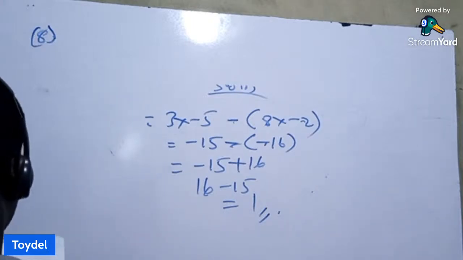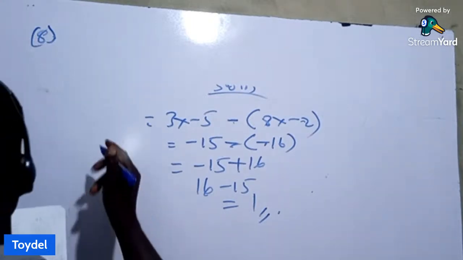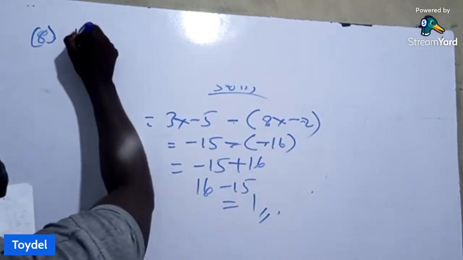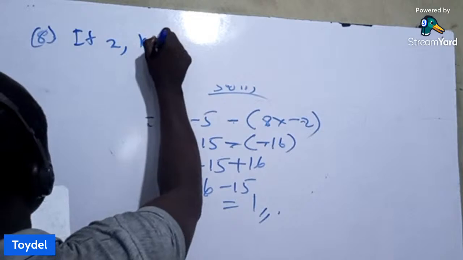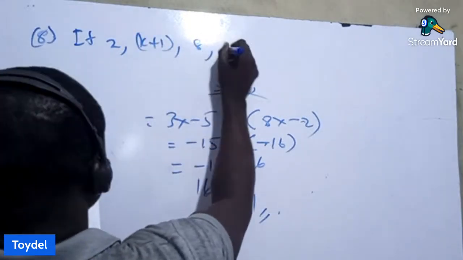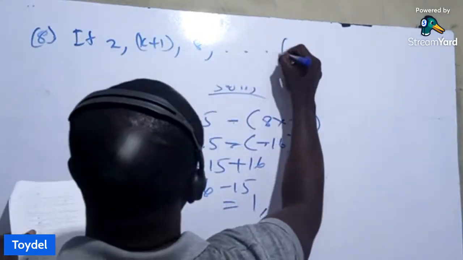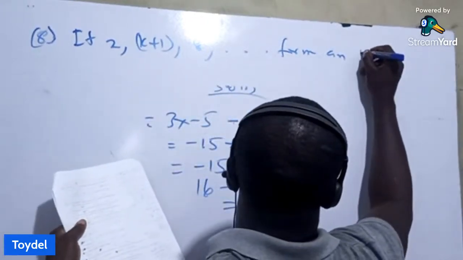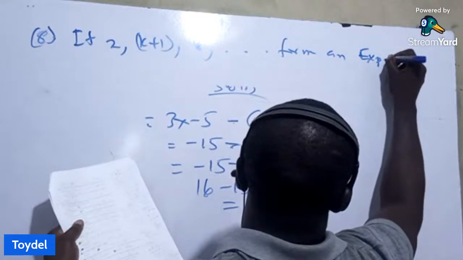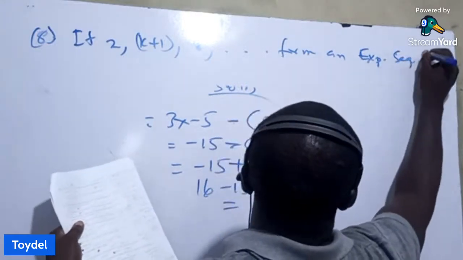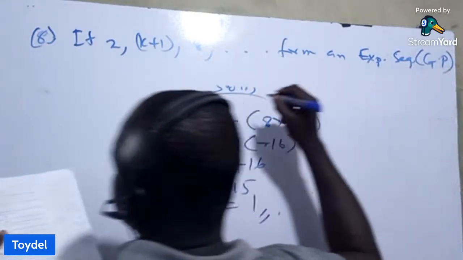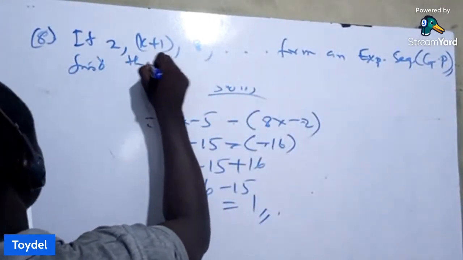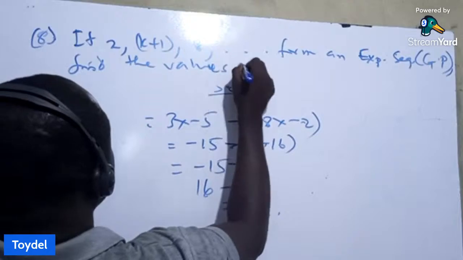This one is under sequence and series. The question says if 2, k plus 1, then 8, and so on, form an exponential sequence, that's GP. Exponential sequence is GP. The question says find the values of k.